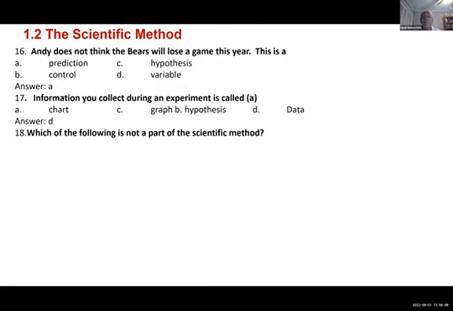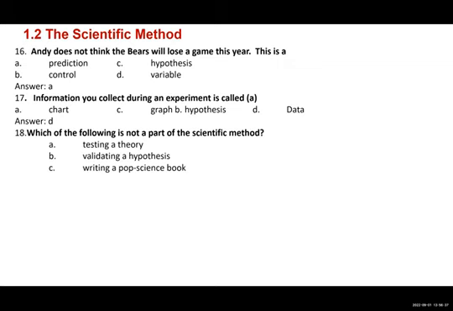Which of the following is not a part of the scientific method? Testing a theory. Of course, we test theories all the time with new experiments. Validating a hypothesis. We do experiments to validate the hypothesis that becomes a theory. That's part of the scientific method. Writing a popular science book. Well, C. Yeah. Formulating a theory is a part of it, so C is the correct answer.